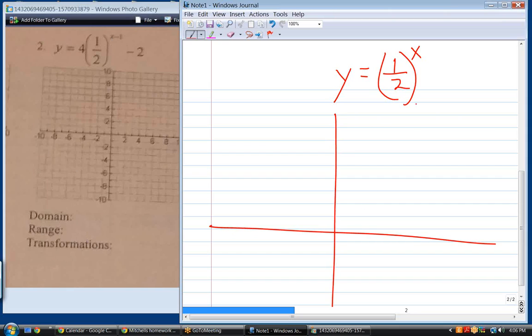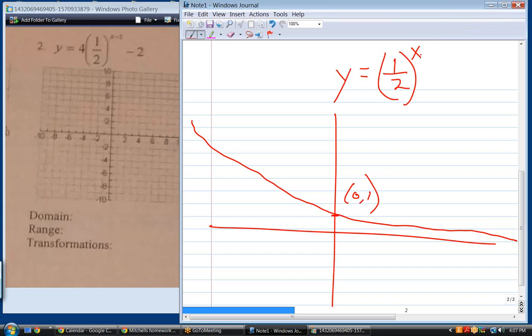Now, when the number in the parentheses is less than 1, it no longer looks like this. What happens as x gets bigger is the thing gets smaller. However, it still goes through this key point, 0, 1. But instead of looking like it did, it now looks like this. As x gets bigger, it goes to 0.